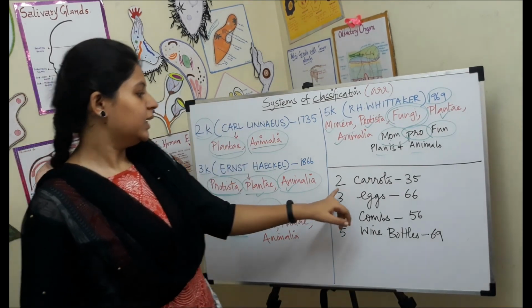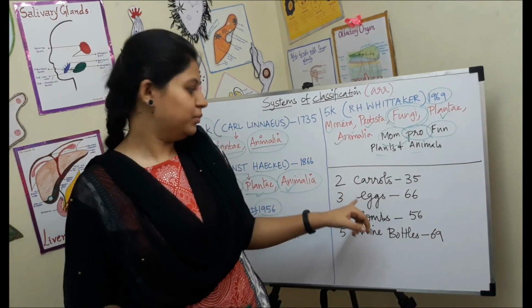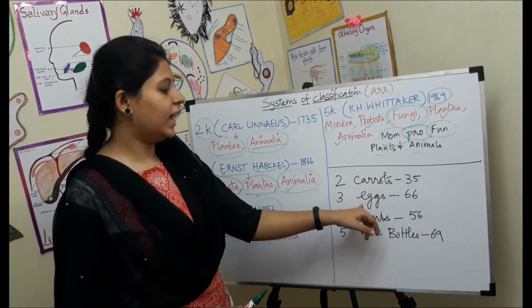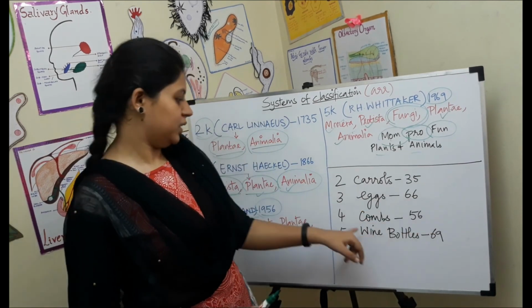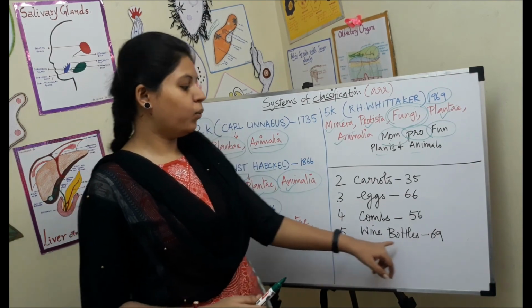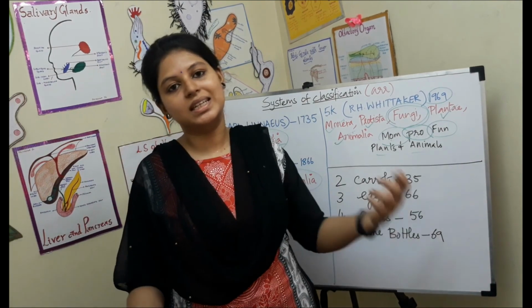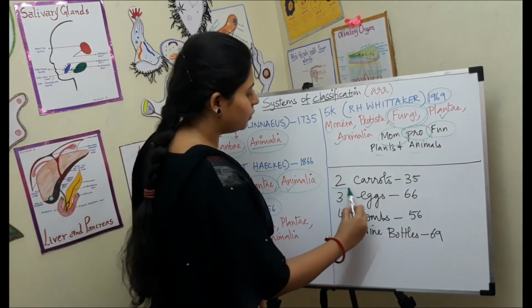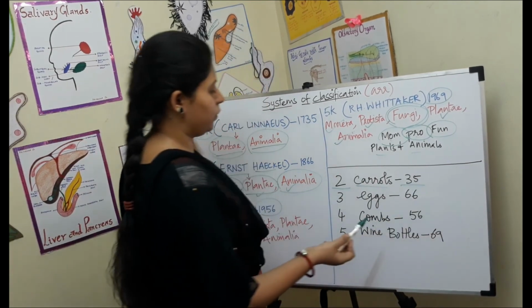Okay, first, mom told Sam to get 2 carrots for 35 rupees, 3 eggs for 66 rupees, 4 combs for 56 rupees, 5 wine bottles for 69 rupees. Okay. So now mom told Sam to get 2 carrots for 35 rupees.